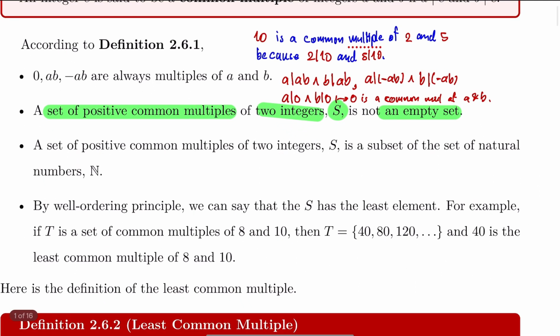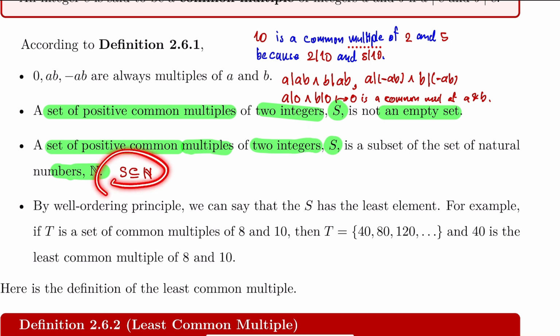Now, another point: let's talk about the set of positive common multiples of two integers. Let's say S is a subset of the set of natural numbers. If S is a set of positive common multiples, then S is a subset of the set of natural numbers. That means this set S satisfies the well-ordering principle.